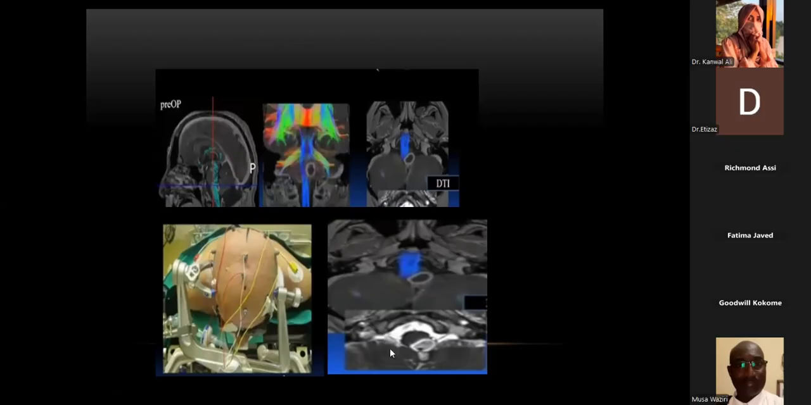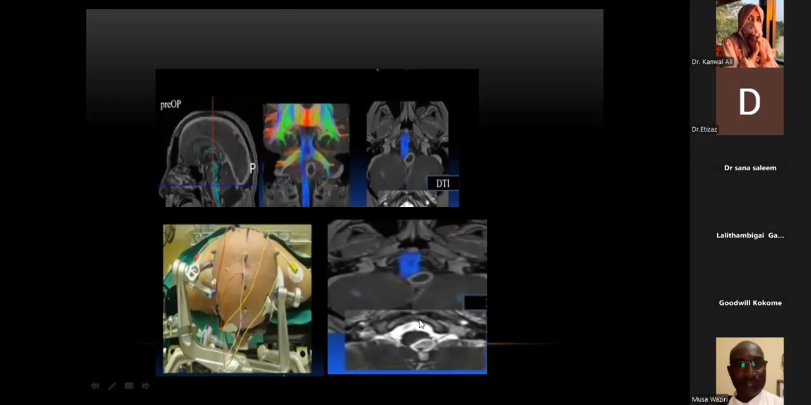So the last one downward, what is this? Which scan is this one? Anyone who can interpret? Yes, please. Fiesta MRI. Yes, excellent. This is Fiesta MRI and this is the nerve. It's very clear because it's showing that this tumor is adherent to the nerve.